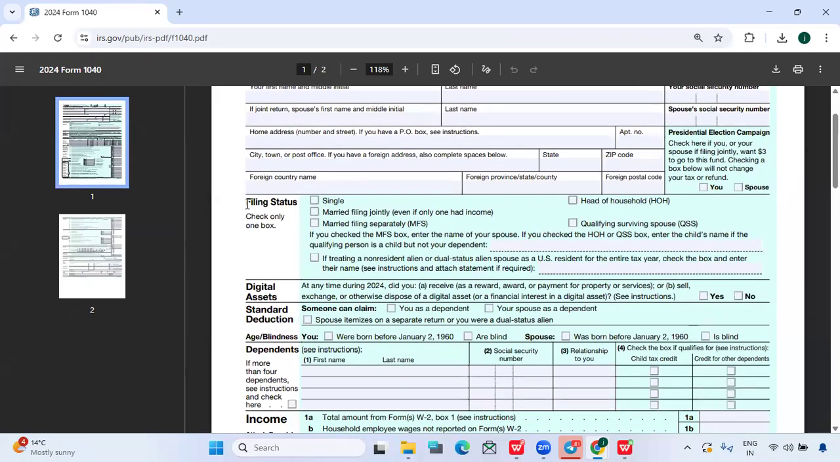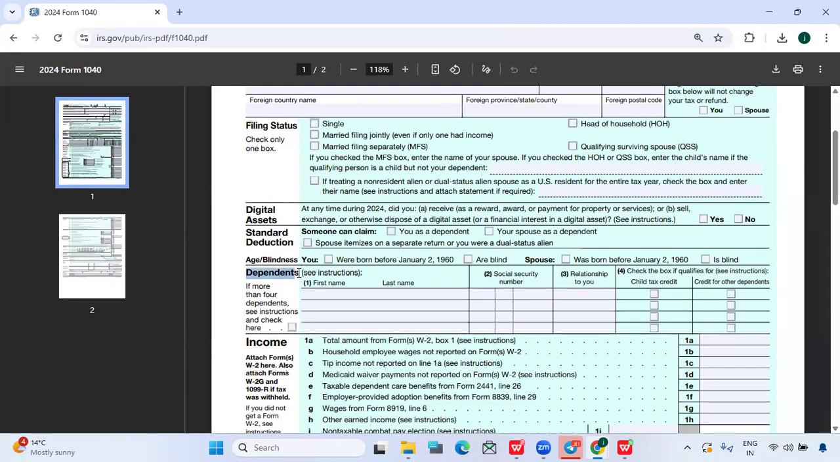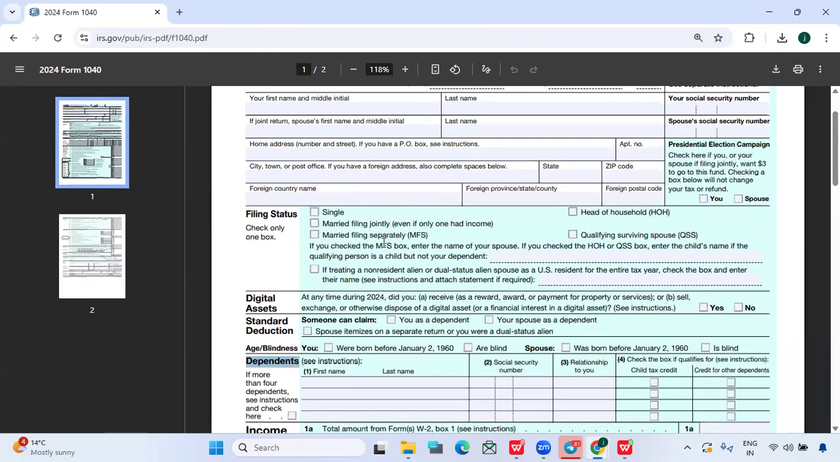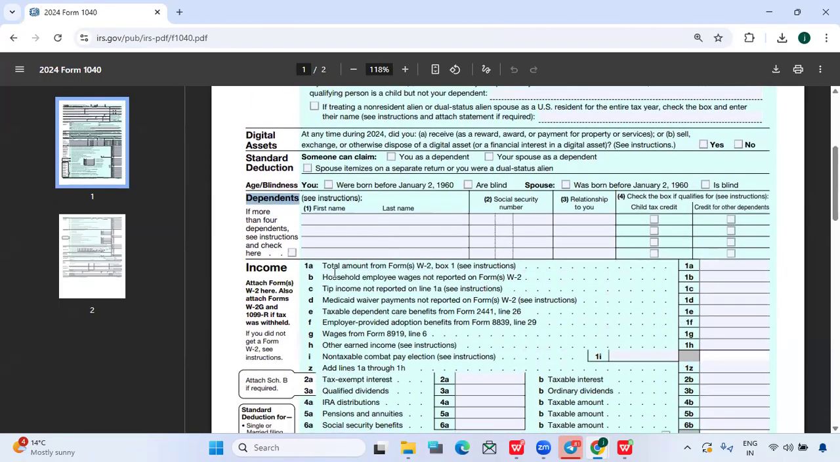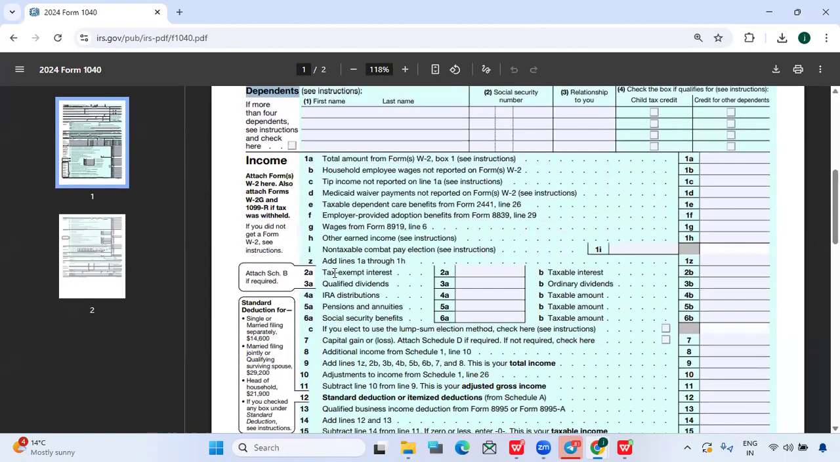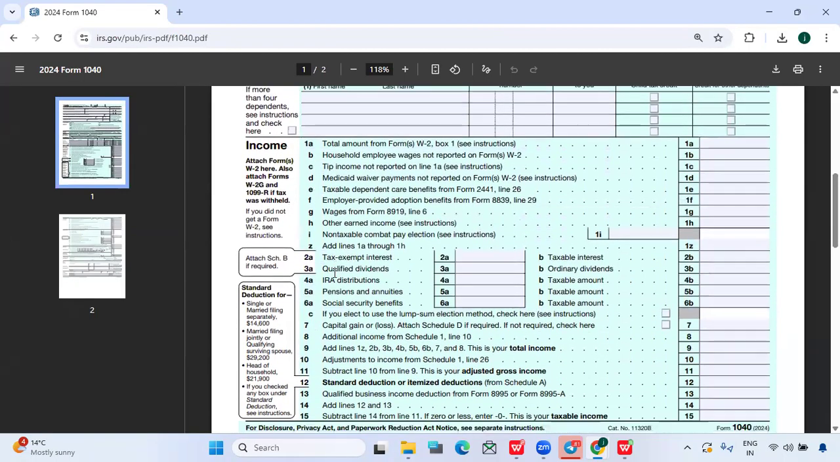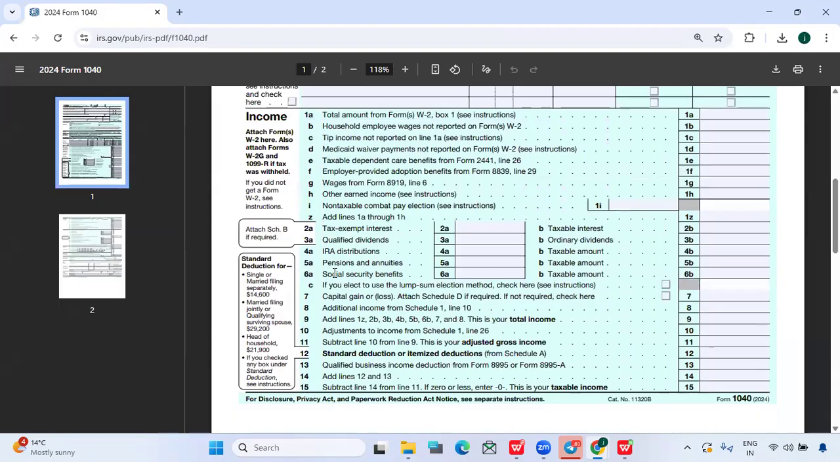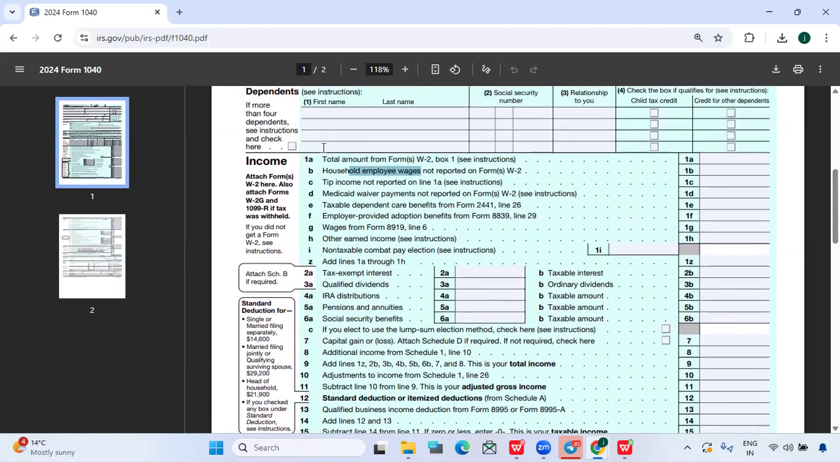So here we can see filing status. We have done filing status and also dependents. Once you identify the filing status and once you confirm the dependents, then we have to plug in the information relating to the incomes. In the income section, we have a couple of incomes. One, you can see wages, tips, household employee wages, so this entire line 1 here.